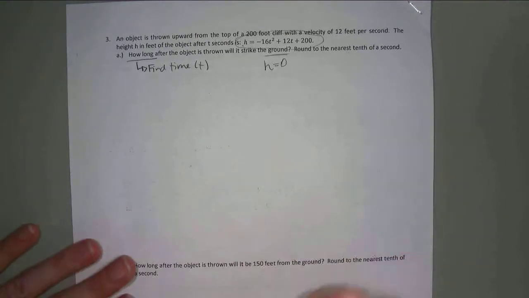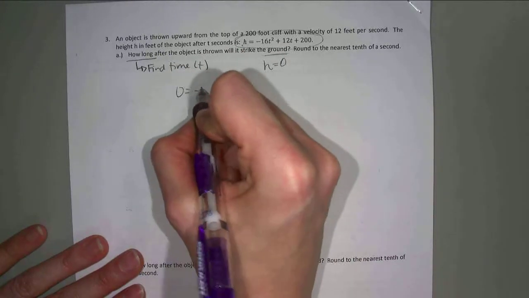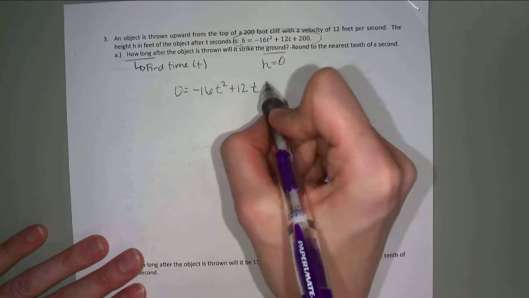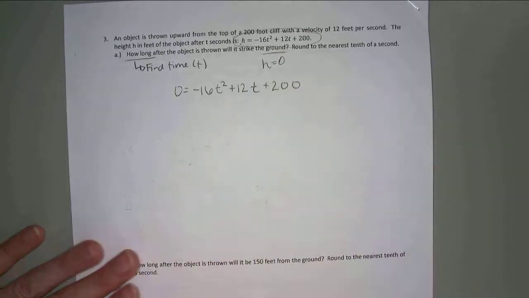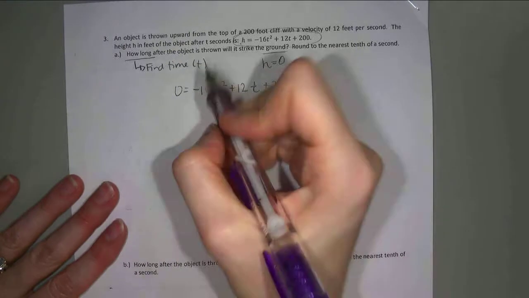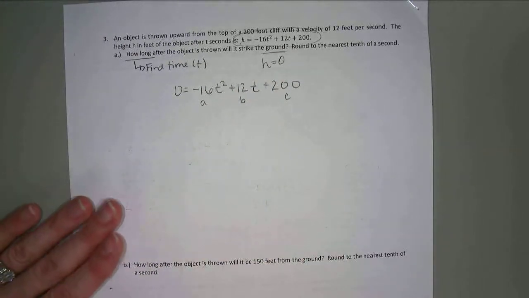So what we're going to do is take this equation and put 0 in for h, and we're going to write negative 16t squared plus 12t plus 200. If you want to, you can factor out a negative 4. If not, it's not a big deal, okay? This is exactly how we have it. So let's write an a, a b, a c. So we can use the quadratic equation.